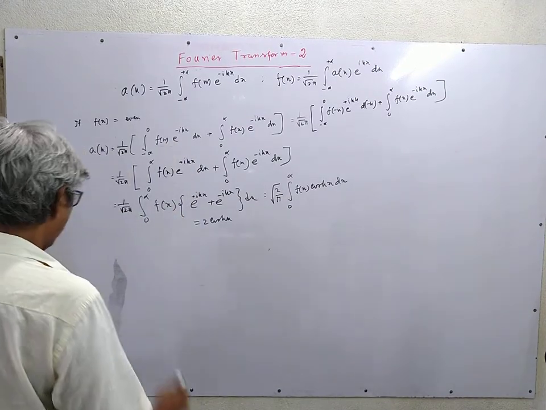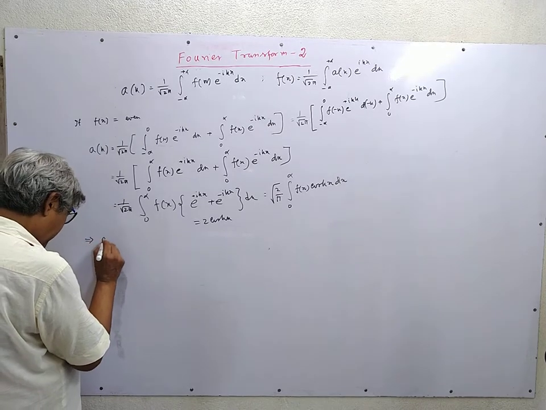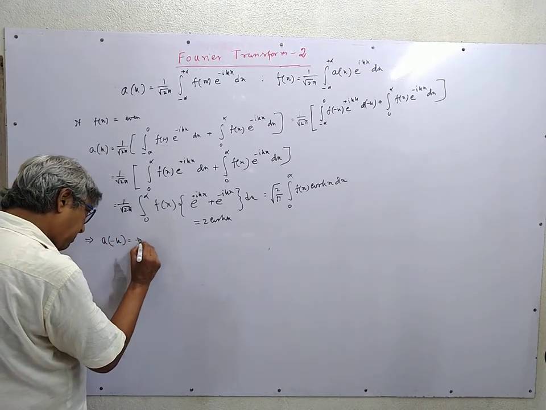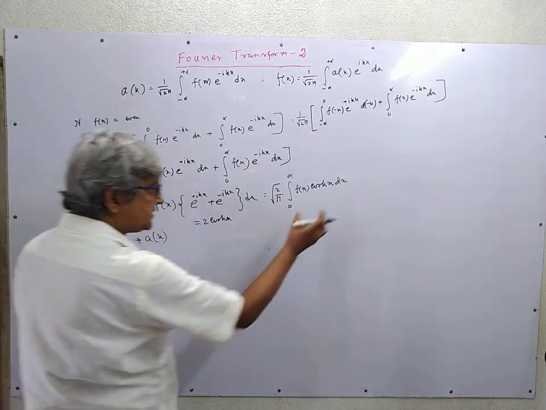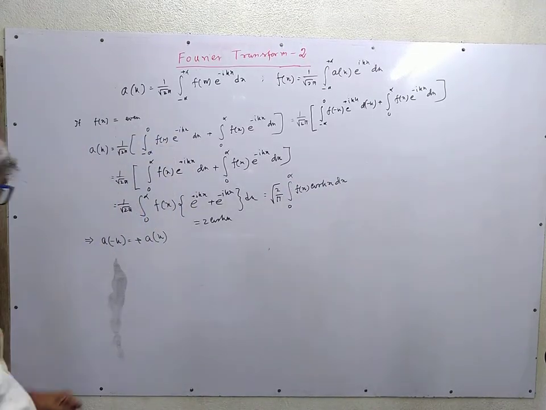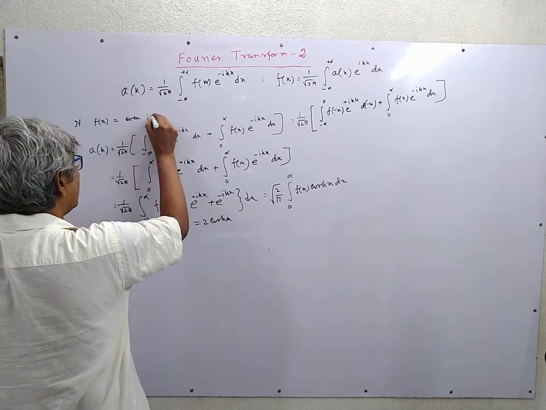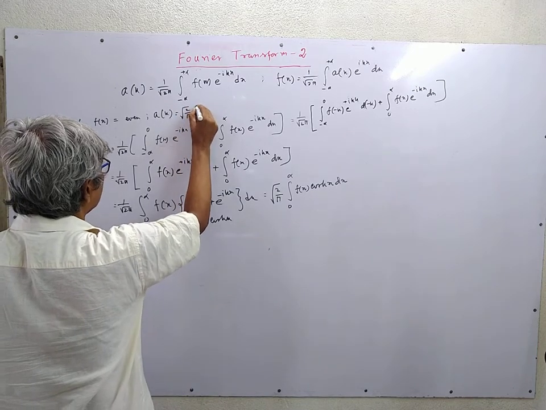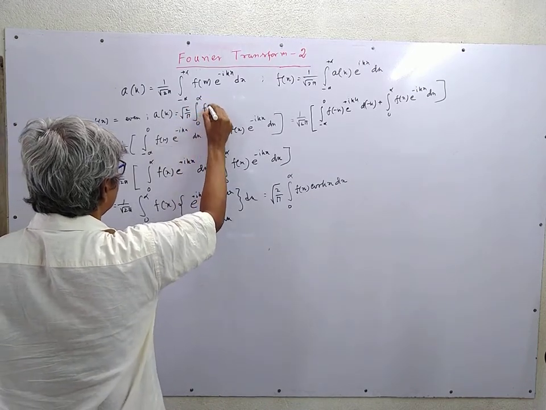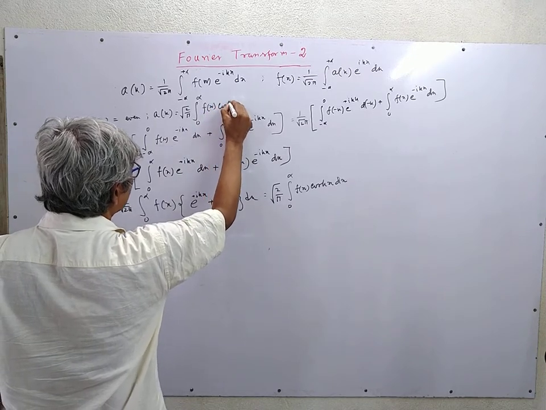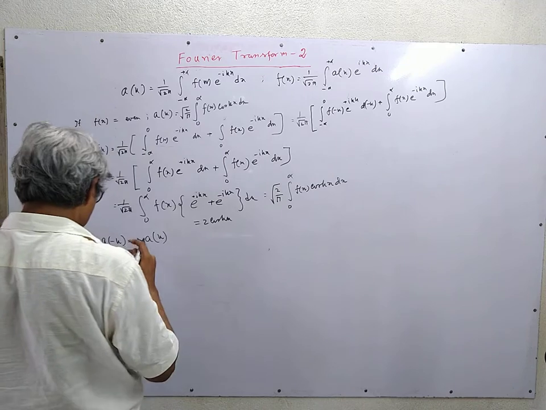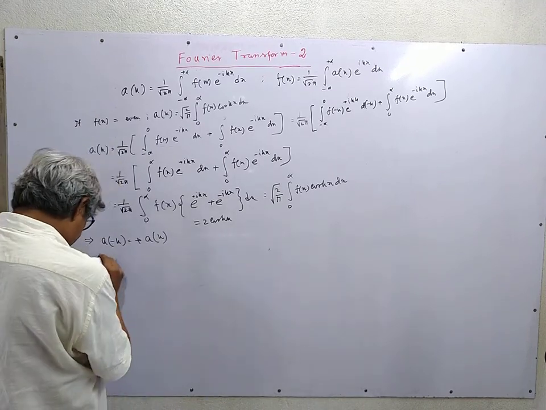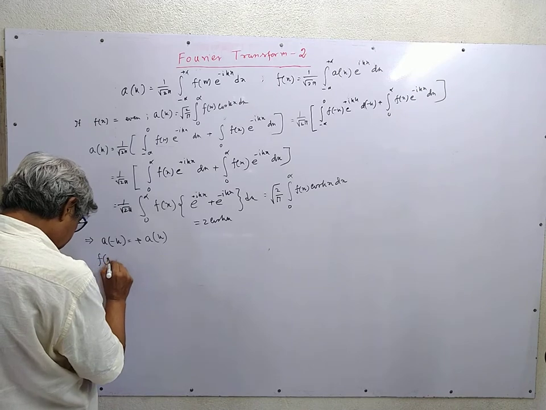Now we see that a of k, this implies a of minus k is equal to plus a of k, as it is even. So a of k is even. Now the summary is that when f of x is even, a of k is root 2 upon pi integration from 0 to infinity f of x cos of kx dx. Now we see what happens to f of x.